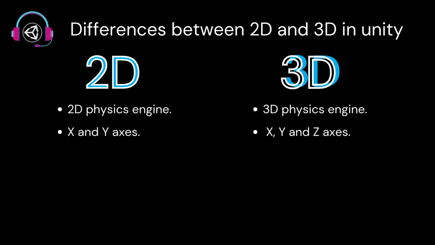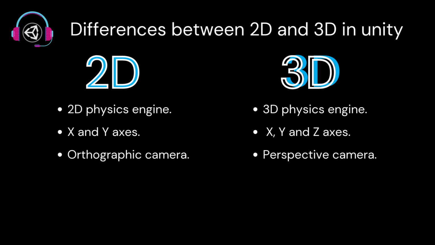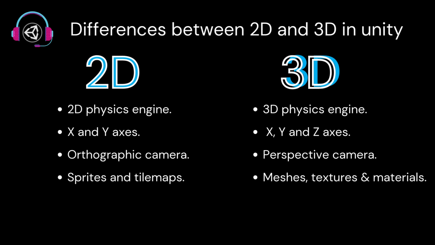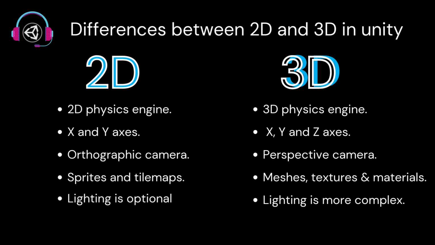2D uses an orthographic camera, which has no depth perception. 3D uses a perspective camera, which mimics how we see in real life. 2D development uses sprites and tile maps, while 3D uses meshes, textures, and materials. Lighting is more complex in 3D with shadows, reflections, and light angles. In 2D, lighting is optional, often more stylized or simplified.